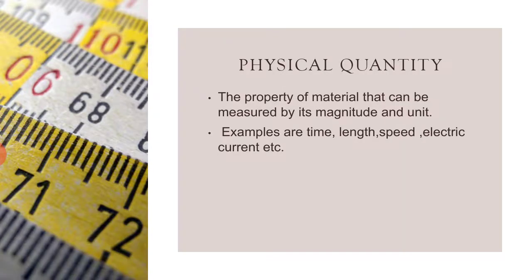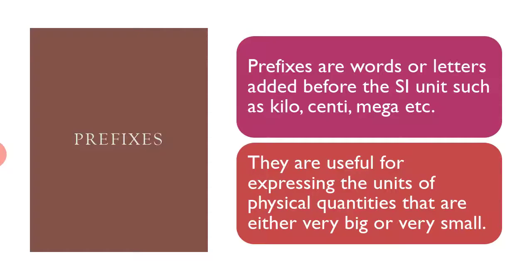Now, what are physical quantities? The property of material that can be measured by its magnitude and unit. How time can be measured, in which unit it is measured, how length is measured, in what terms length is measured, what units are used for length. So these are all physical quantities.